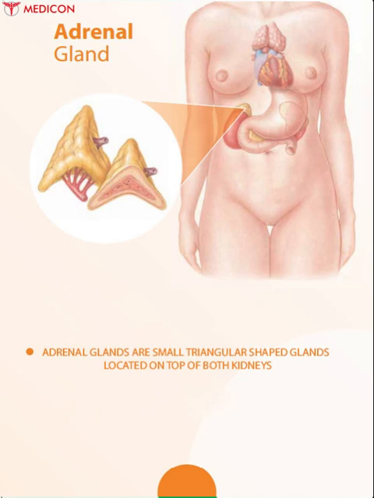Adrenal glands. Adrenal glands are the small triangular shaped glands located on top of both kidneys. They are also known as suprarenal glands. They produce hormones that regulate metabolism, immune system, blood pressure, and other essential functions.